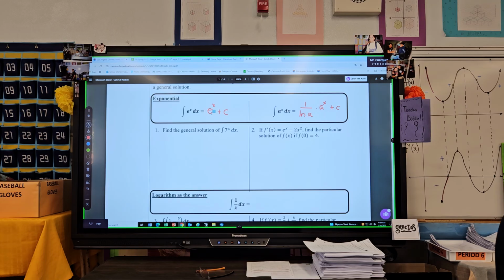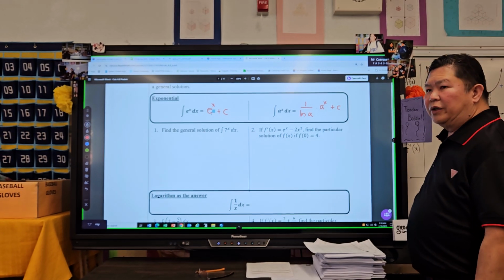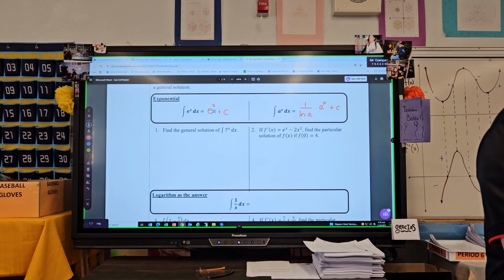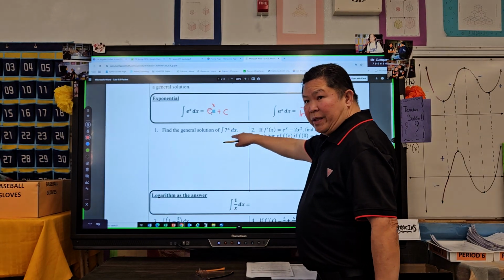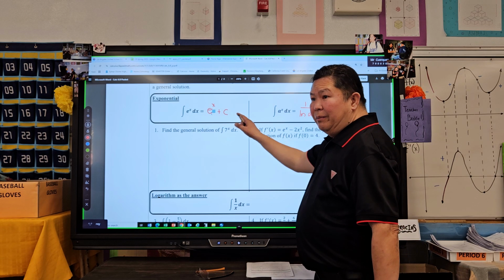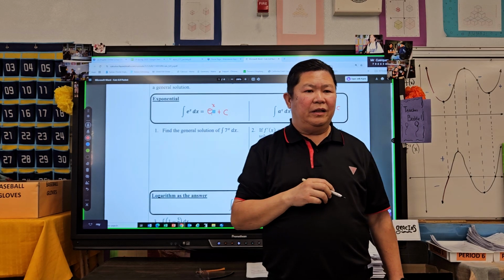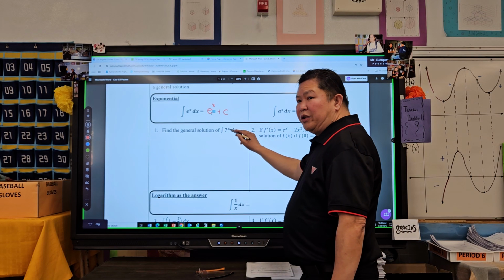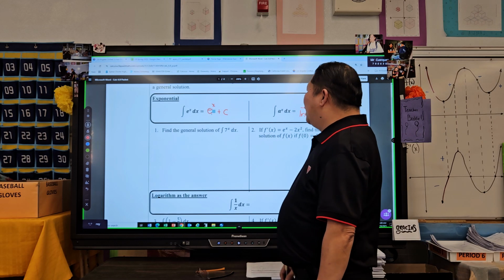Okay, let's take a look at example number 1. Find the general solution. What is 7 to the power of x? Is it exponential or logarithm? Logarithm. Why? This is a base, right? But for exponential, it is always expressed in e. Okay? So, this is what comes to your mind. This is what? Logarithm.